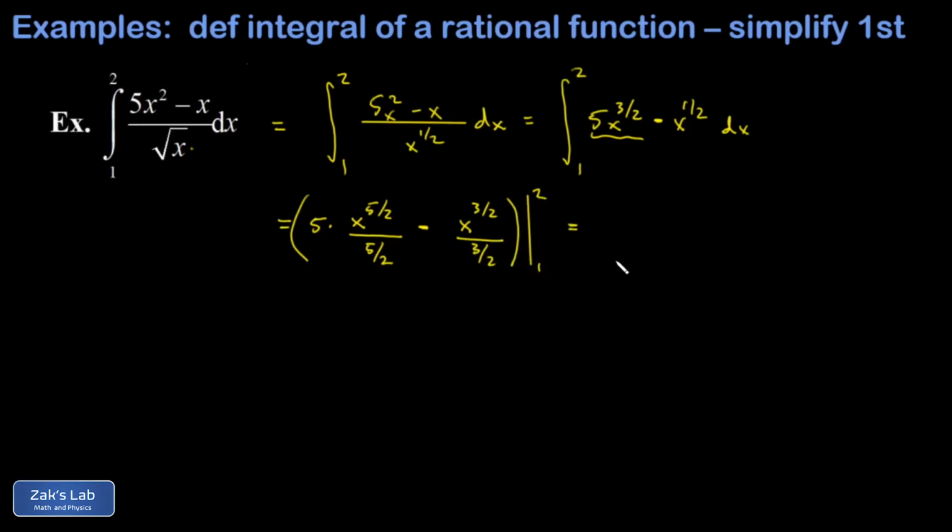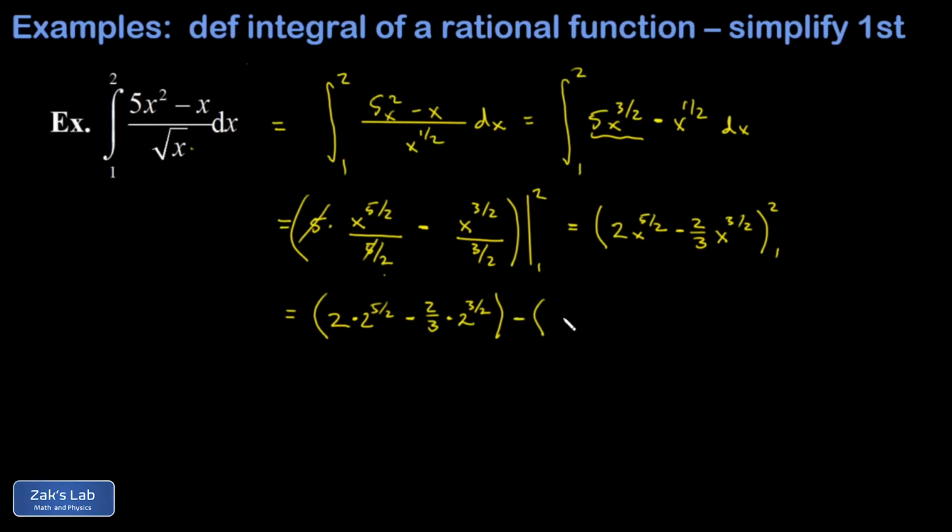It's wise to clean this thing up before we sub in the limits of integration. So dividing by 5/2 in that first term is the same as multiplying by 2/5, and the 5s are going to cancel, and I end up with a 2 out in front. And in the second term, I have a negative 2/3, taking the reciprocal of that denominator, times x to the 3/2. It's all evaluated on 1 to 2. Plug in the upper limit, and subtract the result you get from plugging in the lower limit.